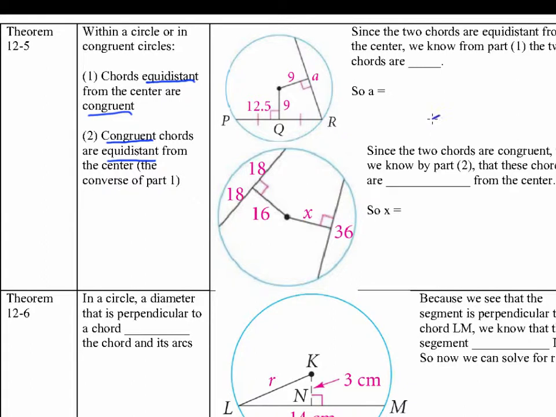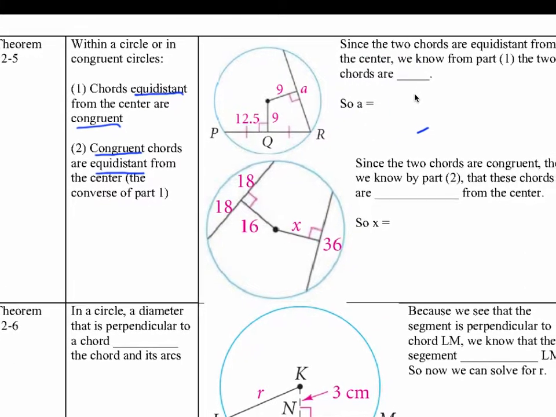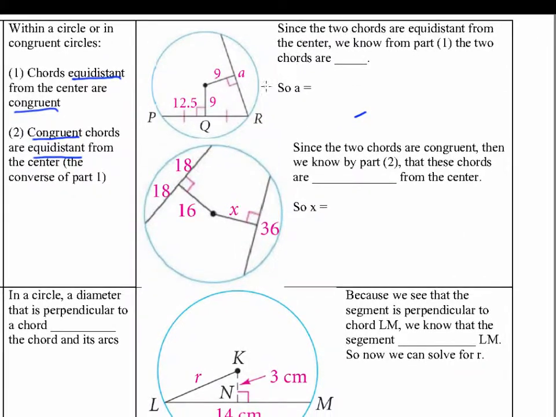So let's take a look at what that would mean here. We want to find A here. Remember, A is a chord because it has its endpoints on the circle. Well, what do we know here? Well, look, I've got this center, and these two lines here, so they're 9 and 9. That means that A and this PR are equidistant from the center.